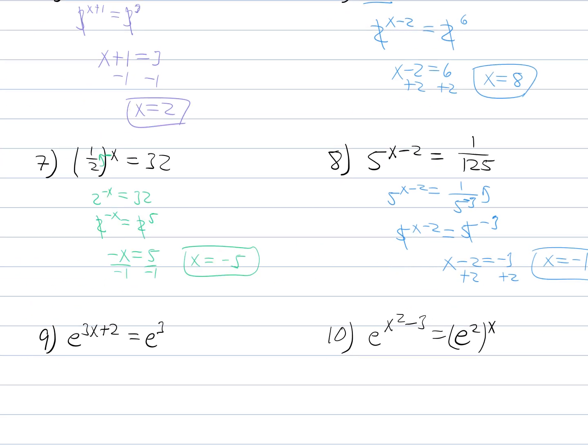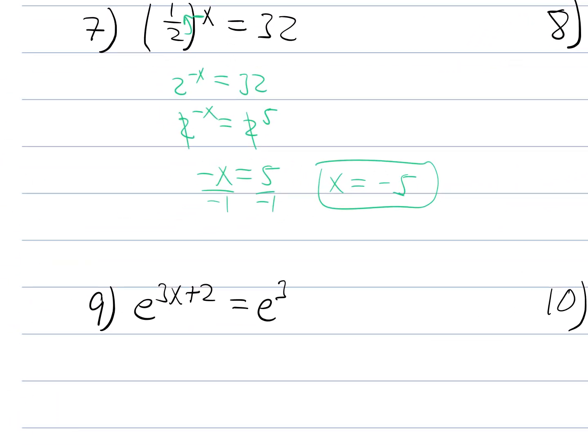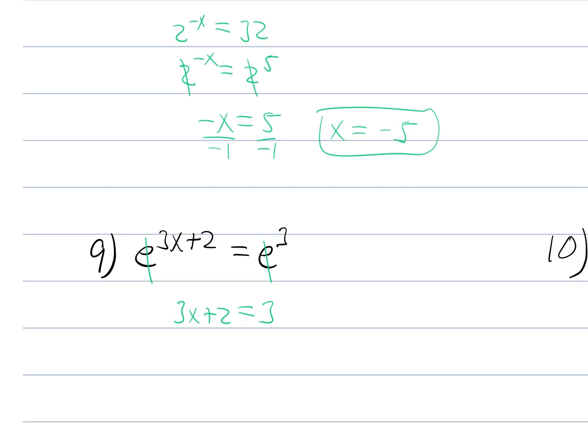All right. And then next one, with the e's, these already have the same base, right? So there's nothing new about it. You just have an e in place of just any number. You can still cancel them out, and then you get 3x plus 2 equals 3. And then you can just solve for x like normal. So we get 3x equals 1. Divide everything by 3. And you get x is 1/3.